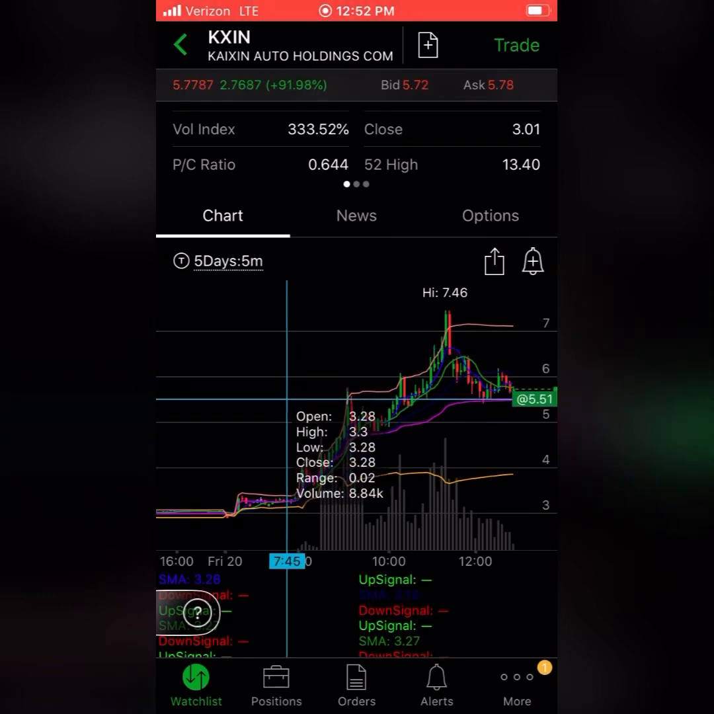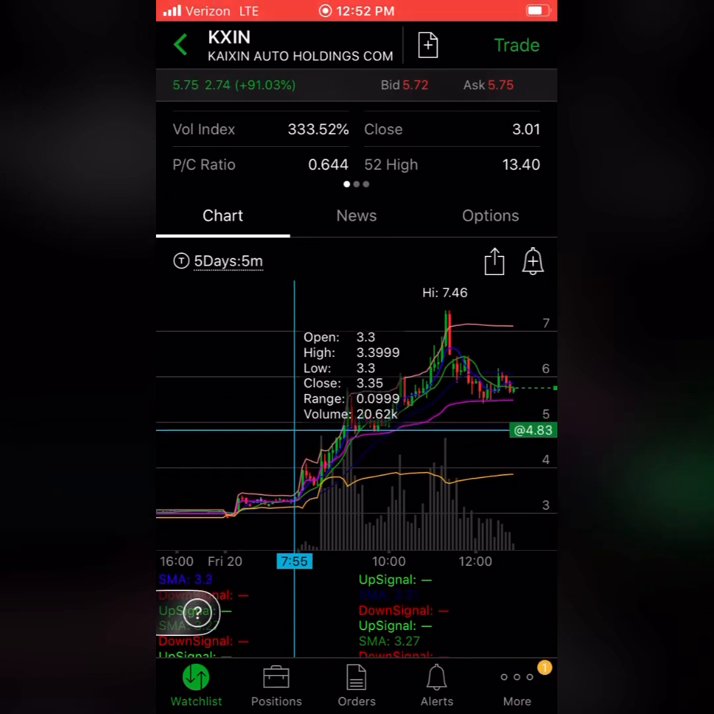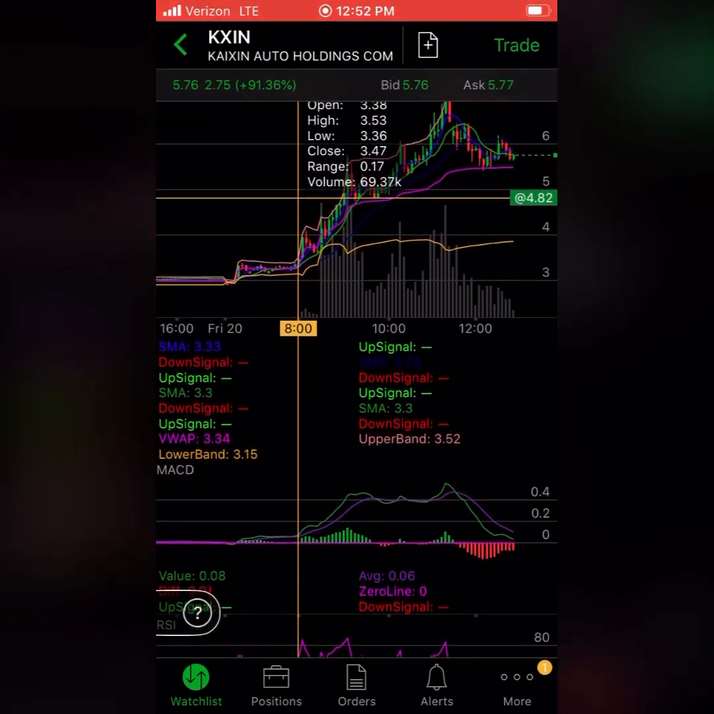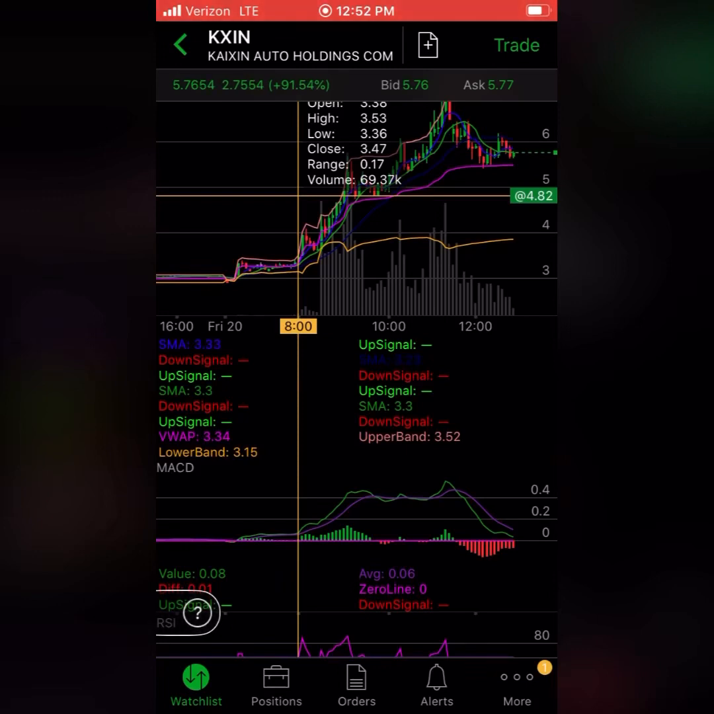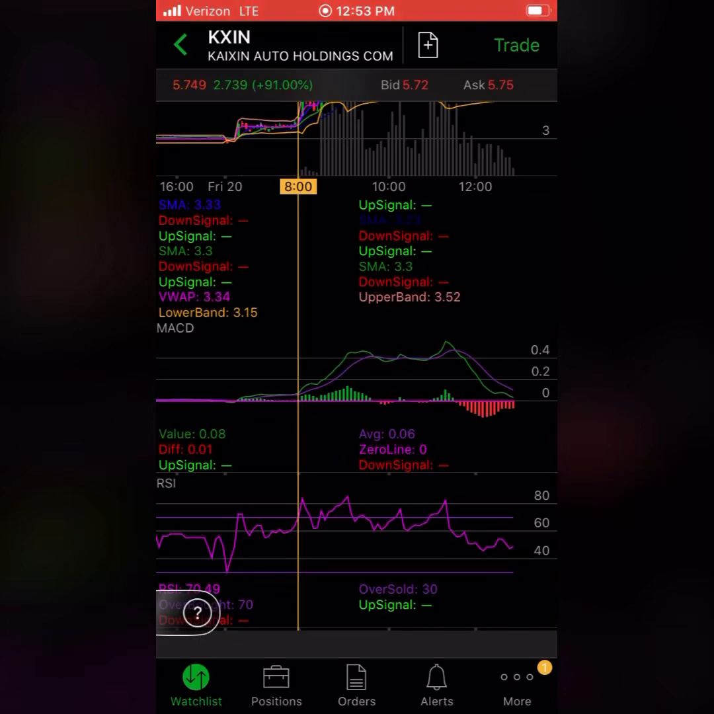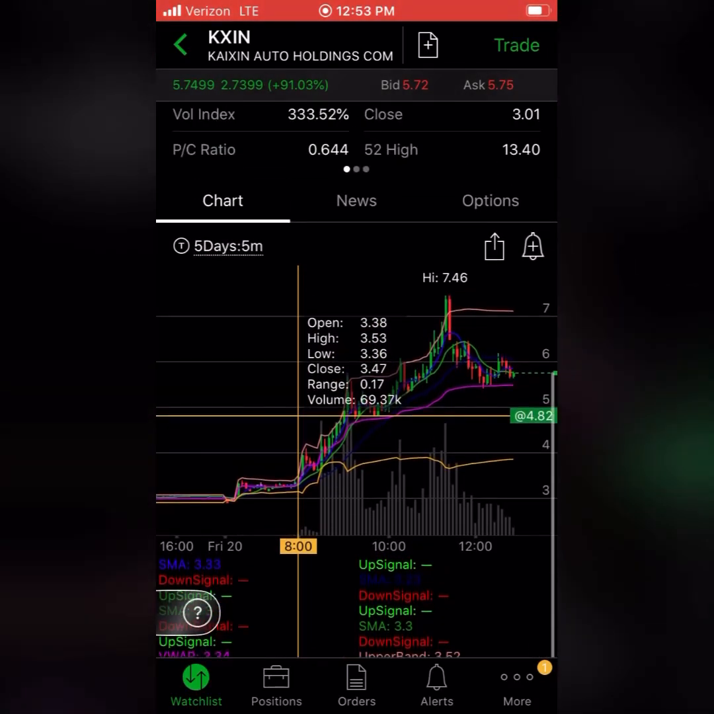Now, if it hits this again and breaks through the VWAP and goes down, then you know that it's probably time to pull out of the stock. And as you can see here, MACD is getting a little bit less red. So what I watched there is that, okay, the stock has pulled back to VWAP. MACD is getting less red. RSI is pretty low, so there's definitely room for this to continue if it were to hold VWAP.